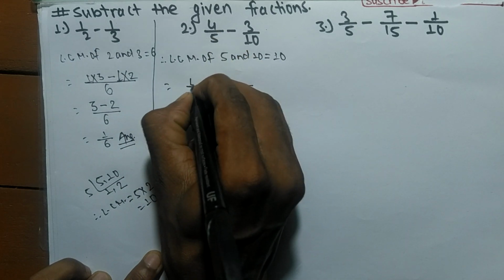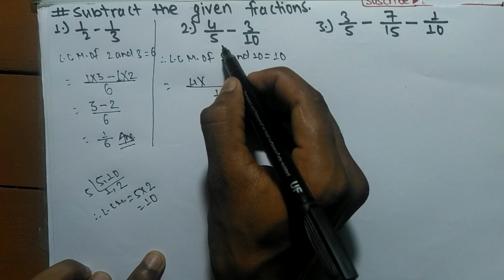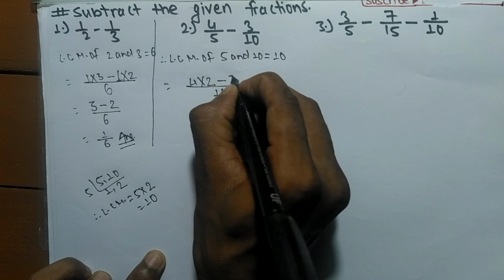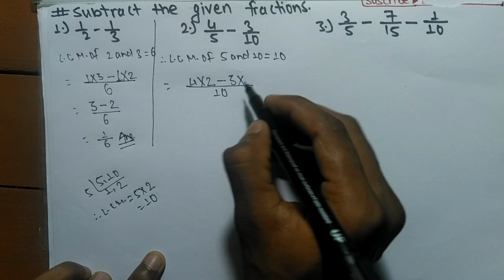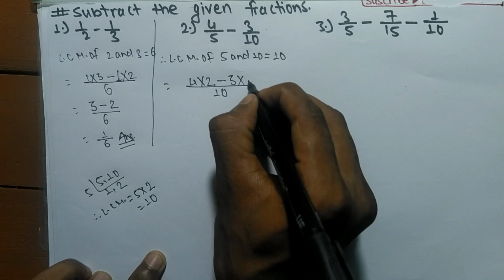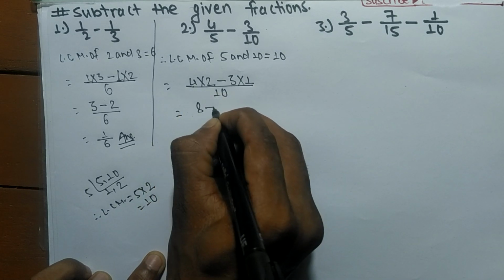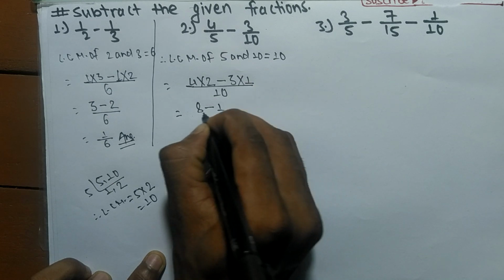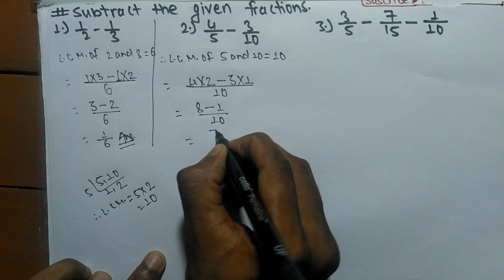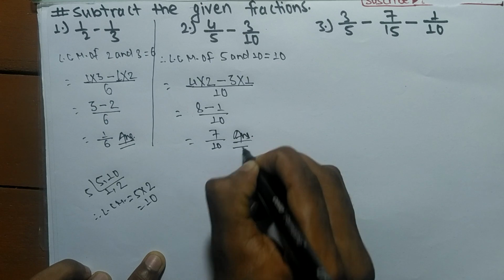So it is 4 into, now we have to divide the LCM by denominators. 10 divided by 5 means 2, minus, in the same way, 3 multiplied by LCM divided by denominator, 10 divided by 10 means 1. So it is 4 times 2 means 8, minus 3 times 1 means 3, by 10. So 8 minus 3 means it is 5 by 10.